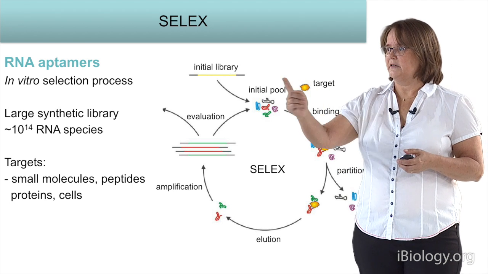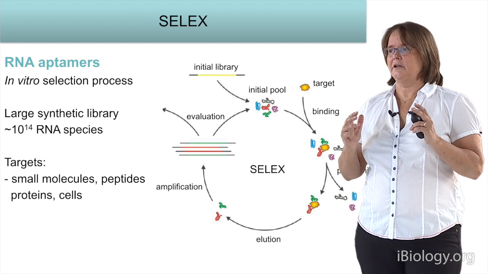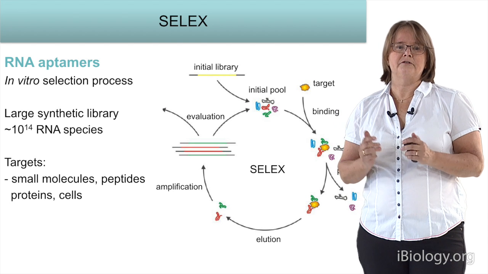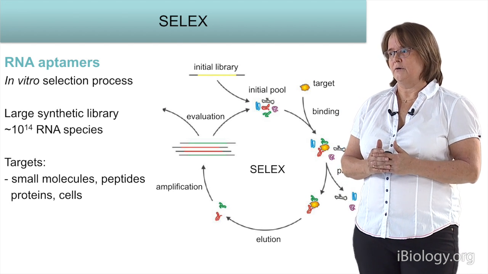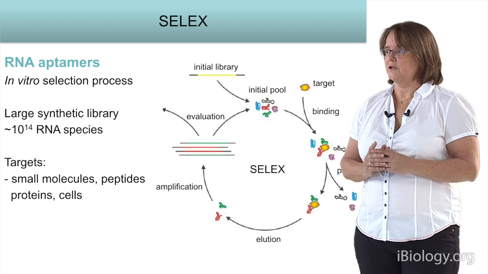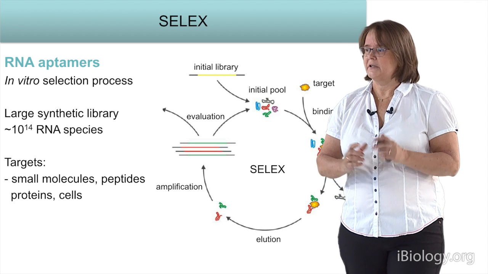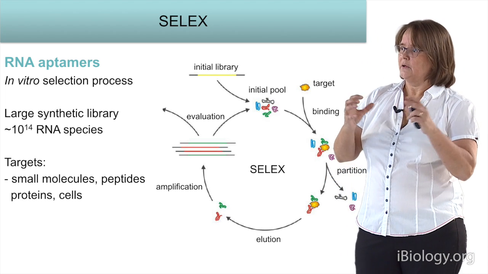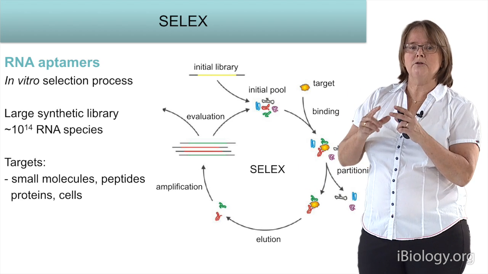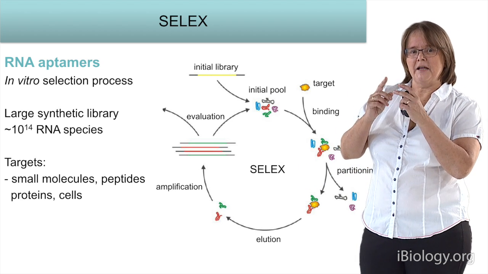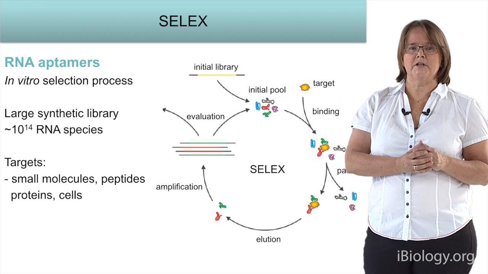You start with an initial RNA pool, which is a very huge library of different RNA species, let's say 10 to the power of 14 different RNAs. And then you have your target of choice, and you immobilize your target, and then you incubate the RNA with your target, and you remove all the RNAs which cannot bind to your target.